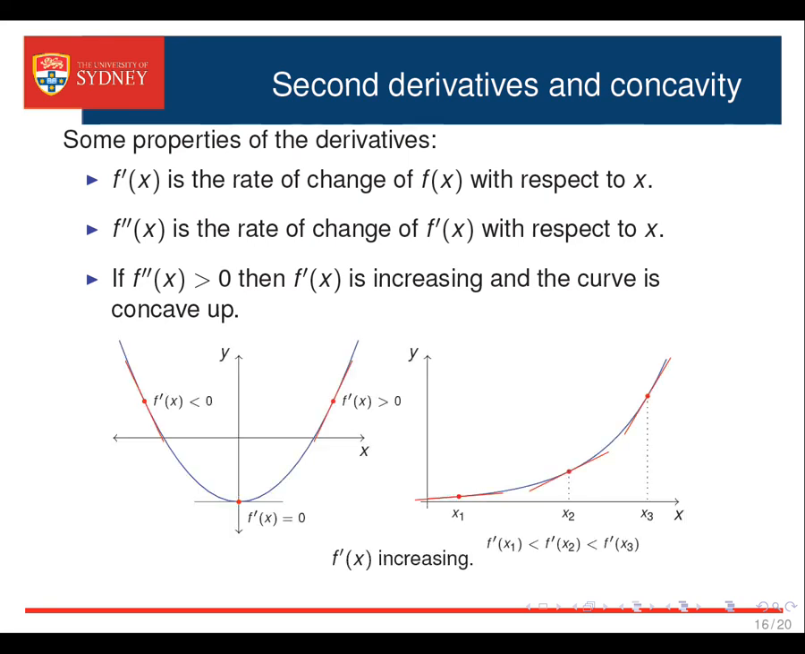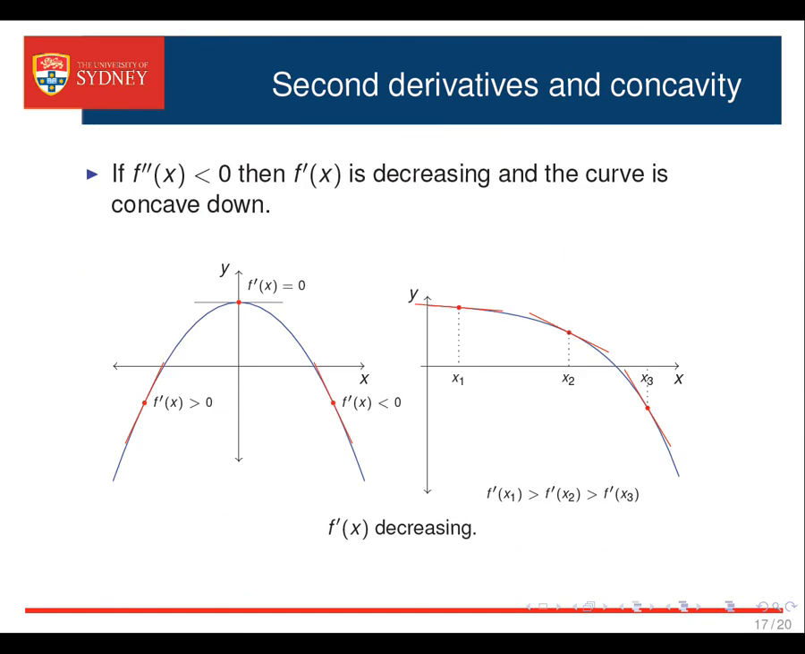Here are some examples of concave up curves. Notice that the first derivative is increasing from left to right, and so the second derivative will be greater than 0. A little tip, you can remember the shape of a concave up curve by recalling a smiley face.